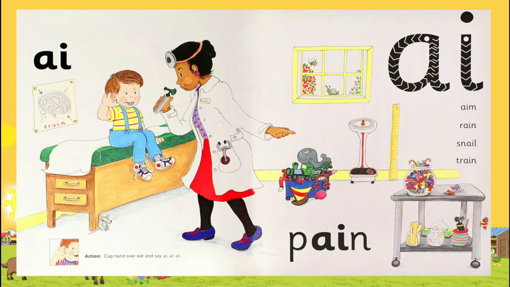Dr. Ale looks in Emsley's ears. You have a lot of wax in your ears, Emsley. That's why you are having trouble with your hearing. Dr. Ale gives him some ear drops. Not another ai now, Emsley, says his mom.